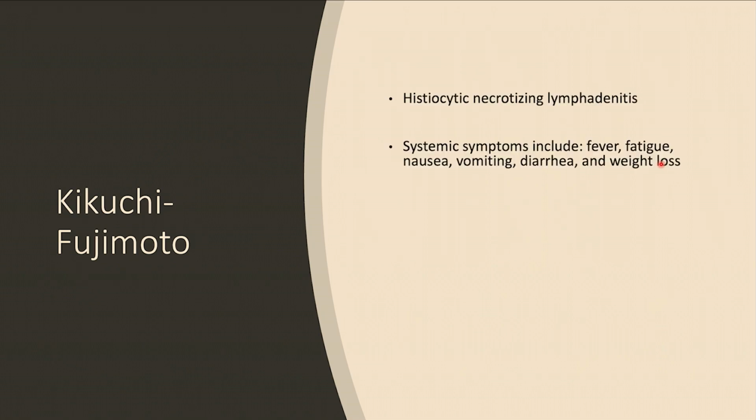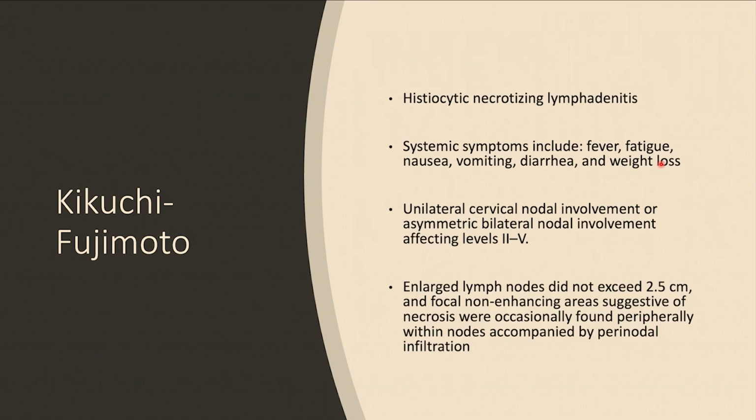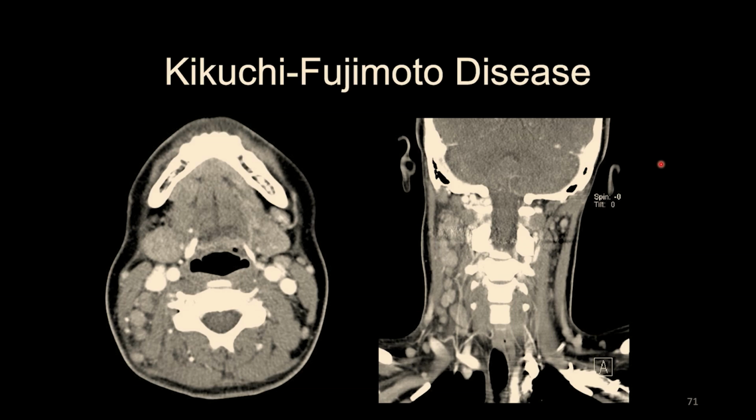Kikuchi Fujimoto, another one. Again, we have made this diagnosis. In large lymph nodes, they usually don't exceed 2.5. A focal non-enhancing area suggests necrosis. The demographic should fit, but again, unilateral enlarged lymph nodes. There's a differential for that. I just showed you 2 cases of that, right? Castleman's and this diagnosis. And it's just so fun to say Kikuchi Fujimoto to people. So if you have that opportunity, do that.